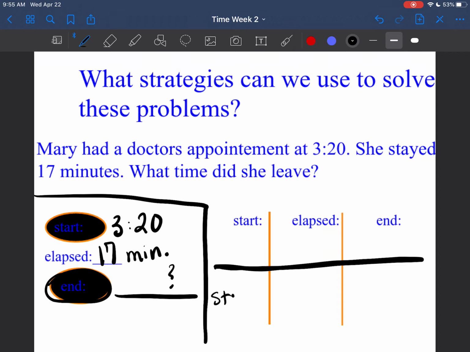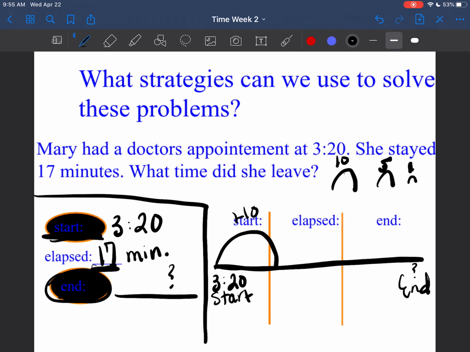Remember, start time, end time. My start time is 3:20. We don't know the end time. That's what we're solving for. And the elapsed time is 17 minutes. So that's how much time we're going to jump on our number line. Remember, again, we can do jumps of 10, jumps of 5, and jumps of 1, or hops of 1. All right, so 3:20, I'm going to start off by doing a big jump of 10. 3:20 plus 10 is 3:30.